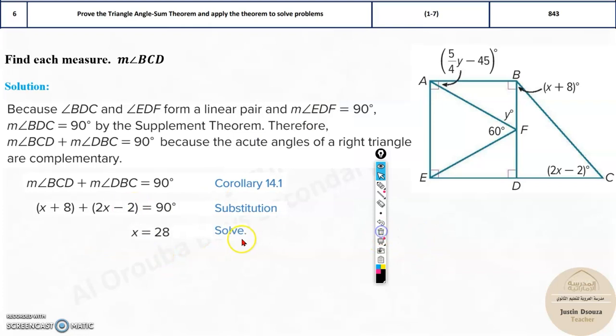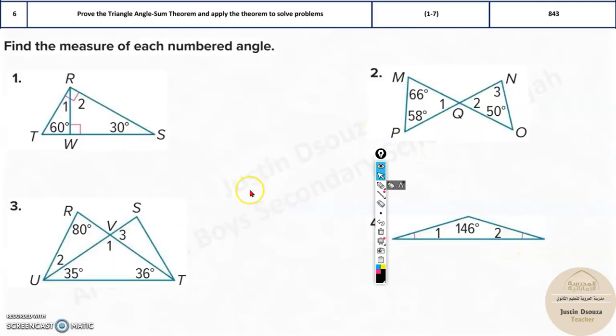But remember, this is not the answer. You need to put this back. Put this back. 2 times x minus 2. Instead of x, you put 28 and then solve it. 28 times 2 is 56. Minus 2 is 54 degrees. So this is the angle of C. So that's it. So similarly, you can solve the others.